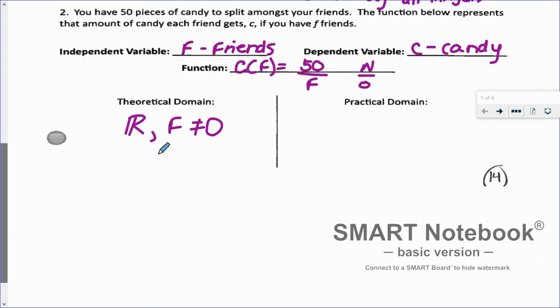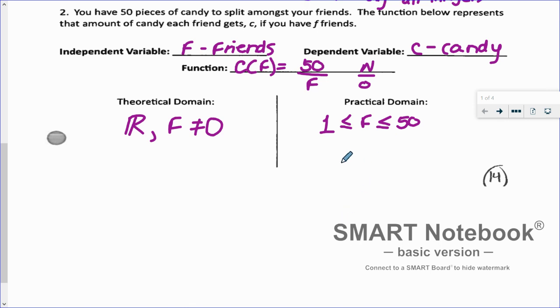So that's our theoretical domain. Any number except it can't be 0. My practical domain is what makes sense logically. First of all, I have to have at least one person to split it with. And then the most that I can split it with would be 50, because I don't want to split a piece of candy in half. So it wouldn't make sense to split it with any more than 50 people, since that's the number of candy that I have. And notice how F matches the variable.